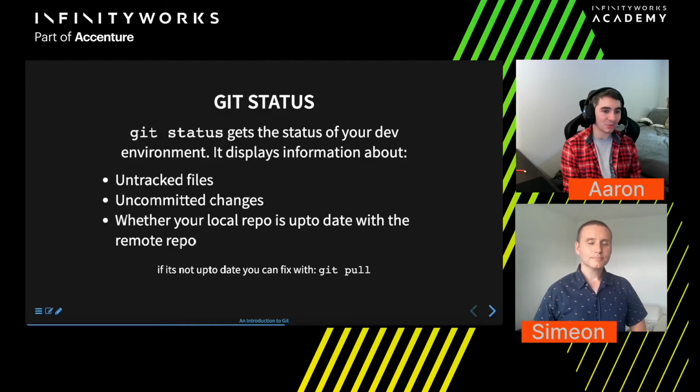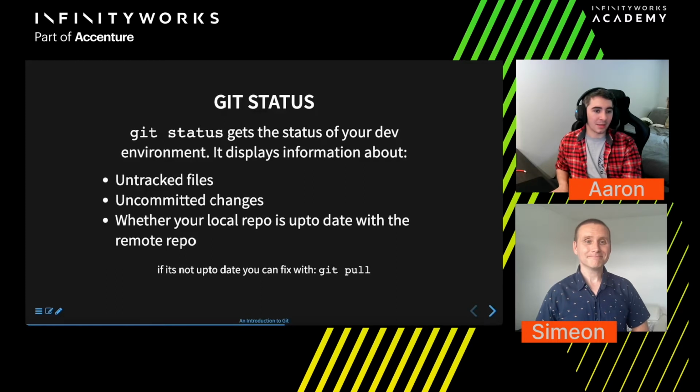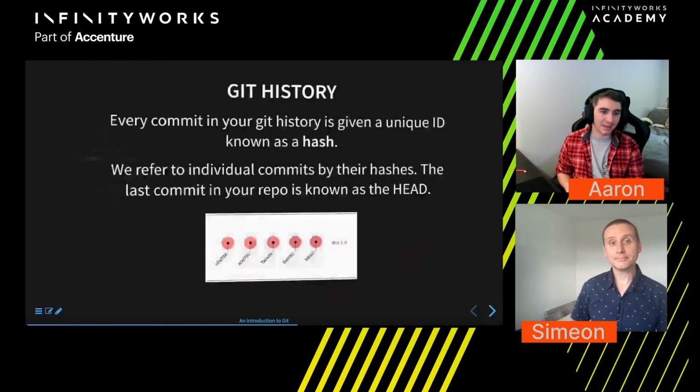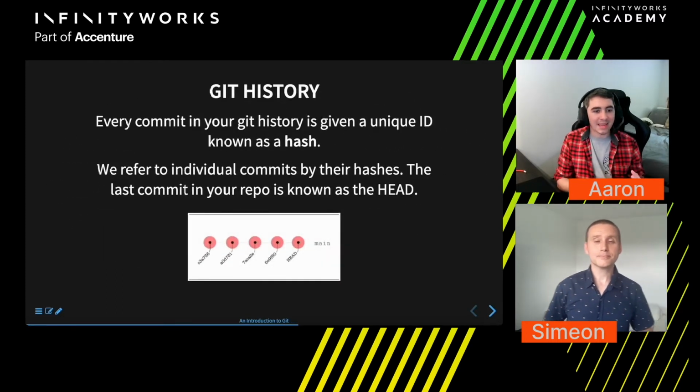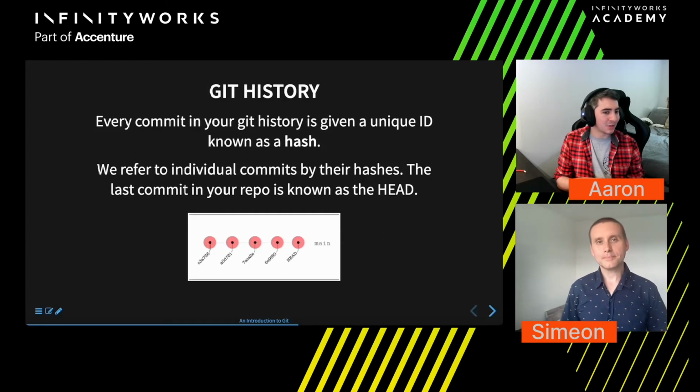Git status will alert you to all this, and if your local repo isn't up to date, you can just fix this with a git pull, provided you've not made any changes on it, and it will pull down all the current changes. And then we've got git history. Every commit in your git history is given a unique ID, and this is known as a hash.